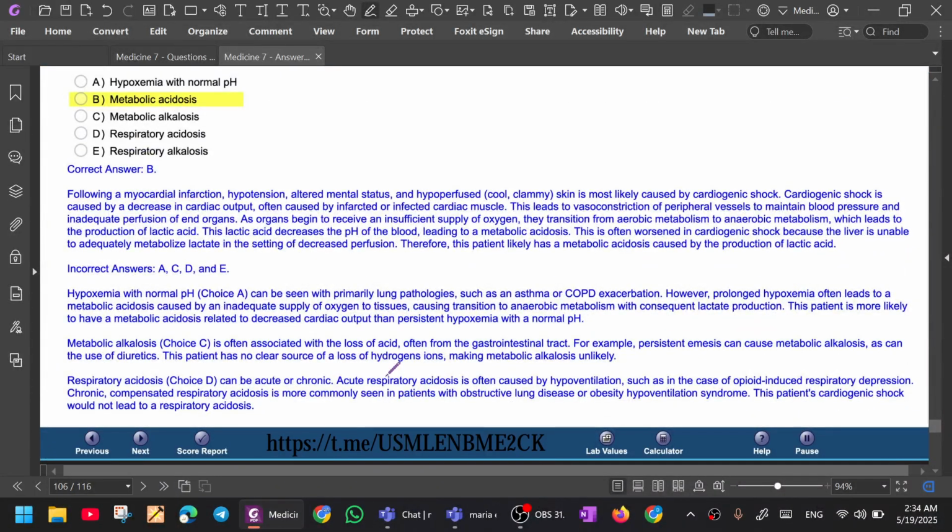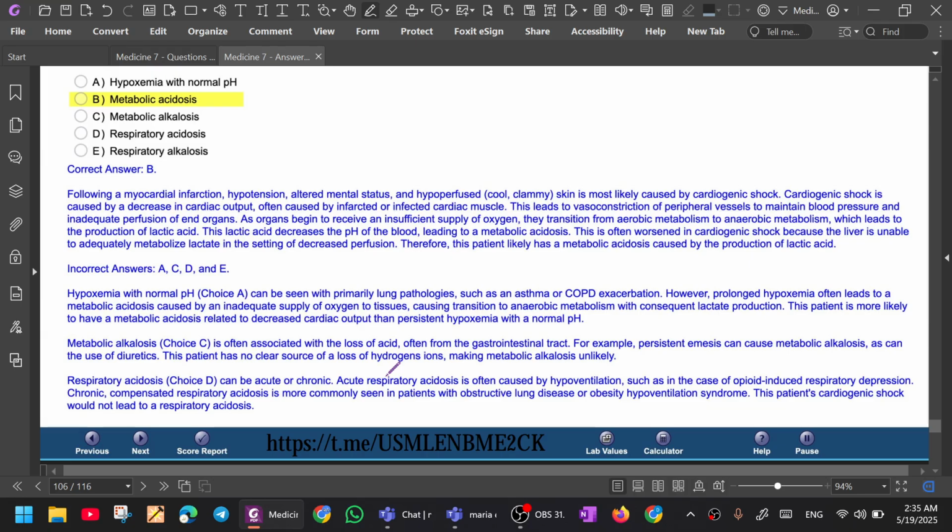Following an AMI, hypotension, altered mental status, hypoperfusion, and cold, clammy skin are most likely caused by cardiogenic shock. Cardiogenic shock is caused by a decrease in cardiac output, often caused by infarcted or inflamed cardiac muscle. This leads to vasoconstriction of the peripheral vessels to maintain blood pressure and inadequate perfusion of the end organs.